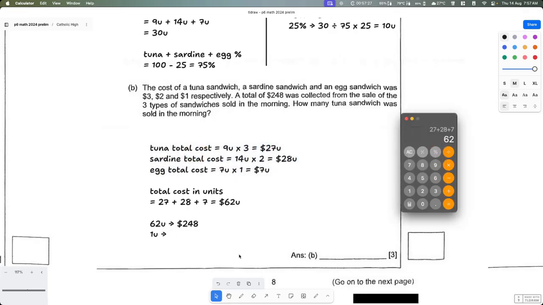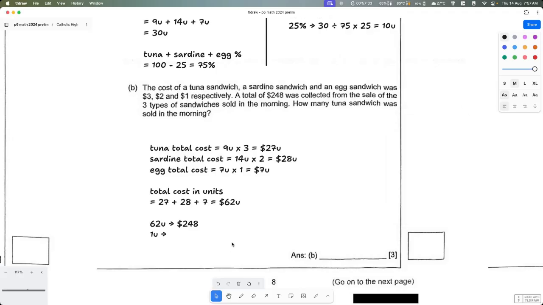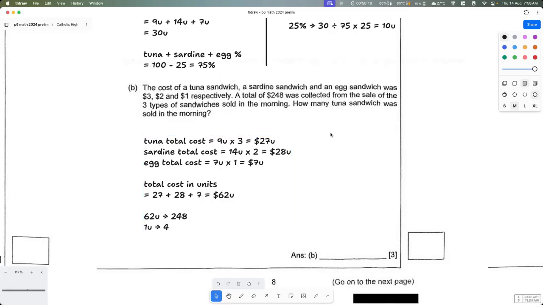Okay, so 248 divided by 62. This will give us $4. So the tuna sandwich is equal to 9 times 4, which is 36. So that's the answer, 36. Okay, let's move on to the next question.